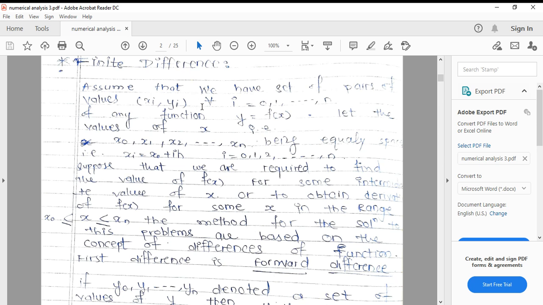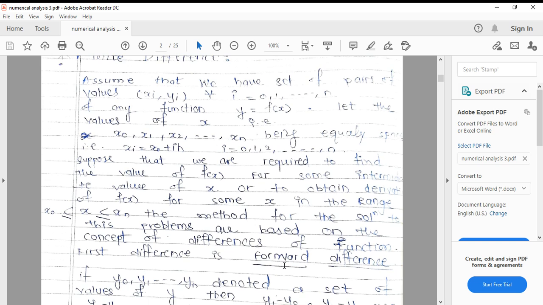So in this way, assume that we have a set of n plus 1 values, that is for i equal to 0, 1 up to n, and the corresponding values are given. Now we put it in the form xi equals x naught plus ih. Suppose we are required to find the values of f of x for some intermediate value of x. So we want to obtain the derivative of f of x for some x in this range. Then the method for solving this problem is based on the concept of differences of a function.